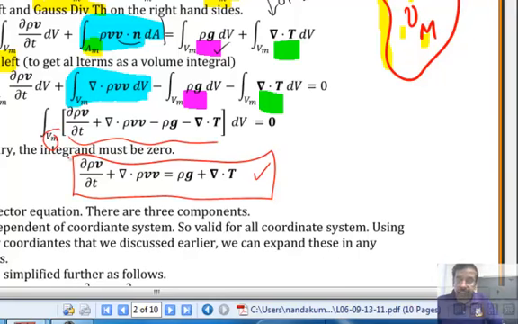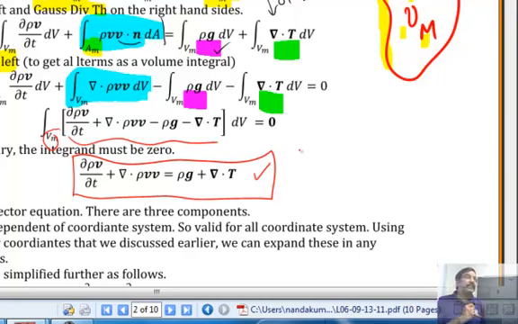Any questions on that page? Or are there any steps that are not clear that you want me to revisit? It's a straightforward application of Reynolds transport theorem and Gauss divergence theorem to make the statement in a material frame and then move it into an Eulerian frame. Make the statement in a Lagrangian frame and move it into an Eulerian frame.